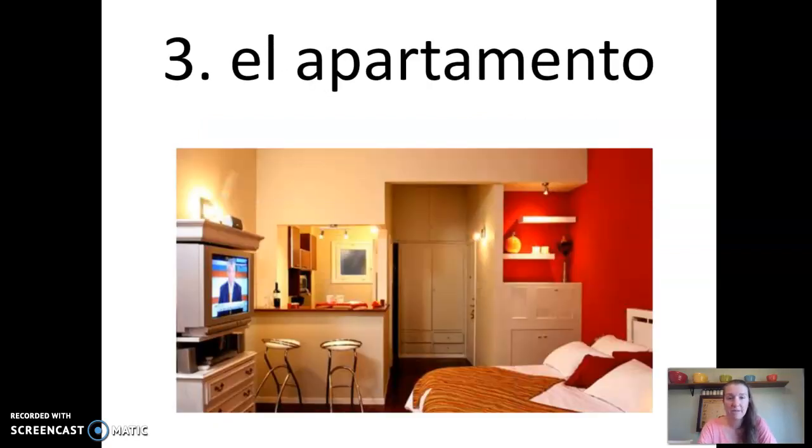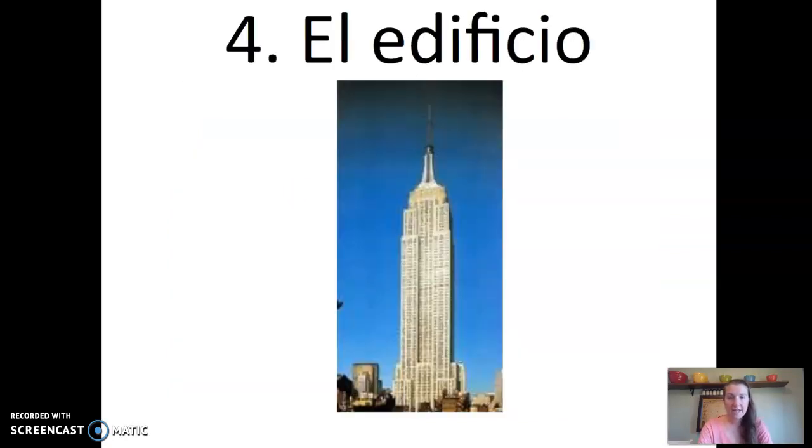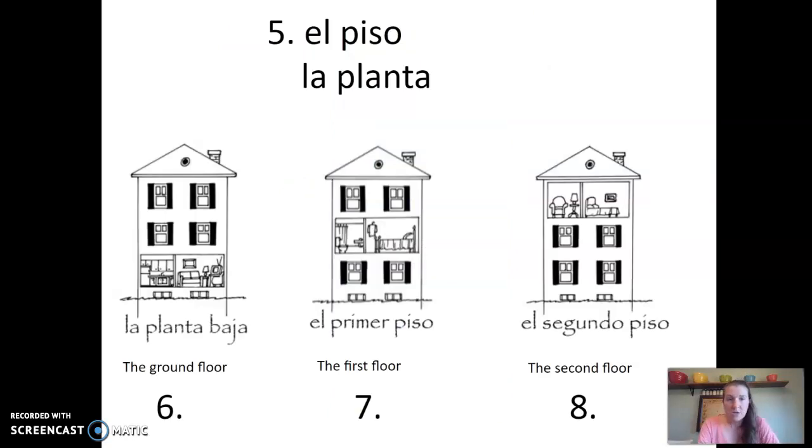All right, el apartamento, easy cognate, right? The apartment. El edificio is a building. So for number 5 in your vocab list, there's 2 Spanish words, el piso and la planta, and they both mean the same thing, floor or level of a house, okay?